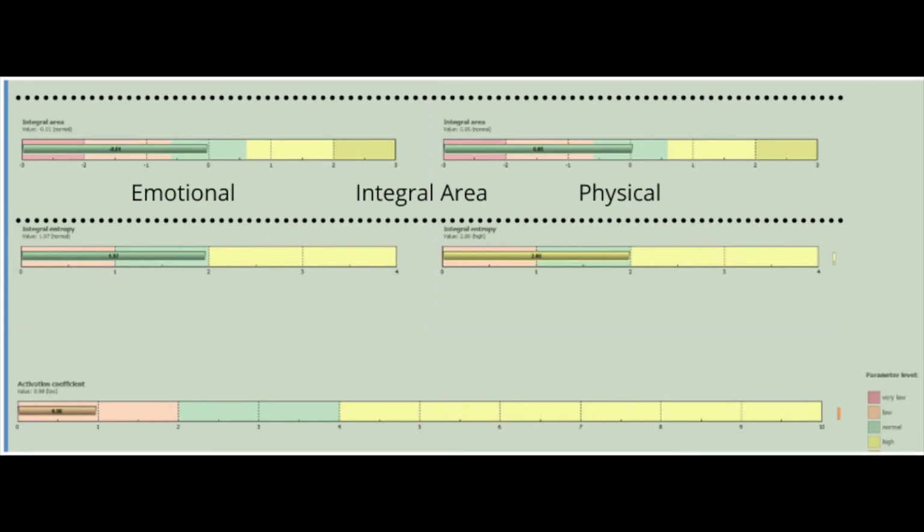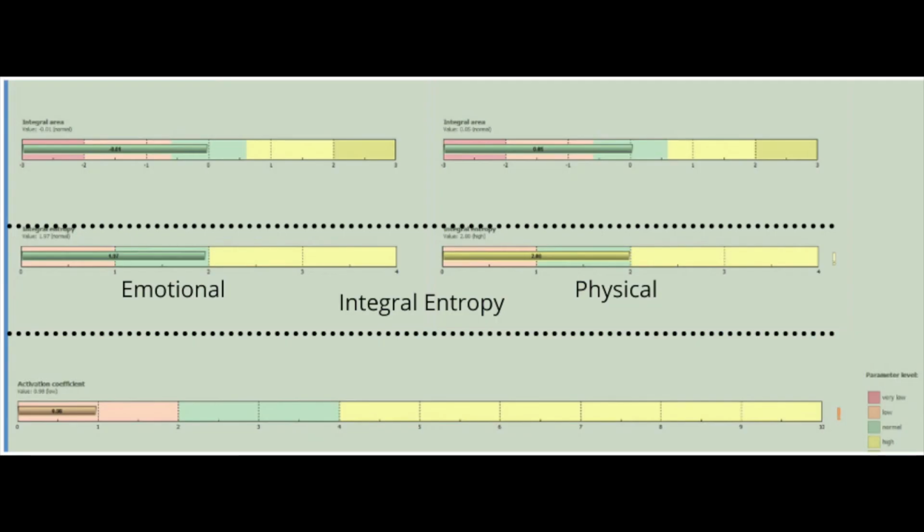The next thing we take a look at is called integral area and integral entropy. As we look at that, we're looking on the left side, which is the emotional, and the right side, which is the physical. Now, integral area is when it's looking at how are we generating the biophotonic energy in our body. If it's in the green, then we know that we're doing it well. Integral entropy means how well are we using that energy, both emotionally and physically, within our body.